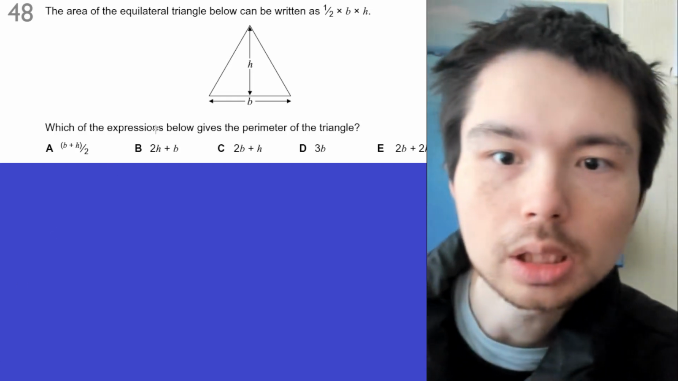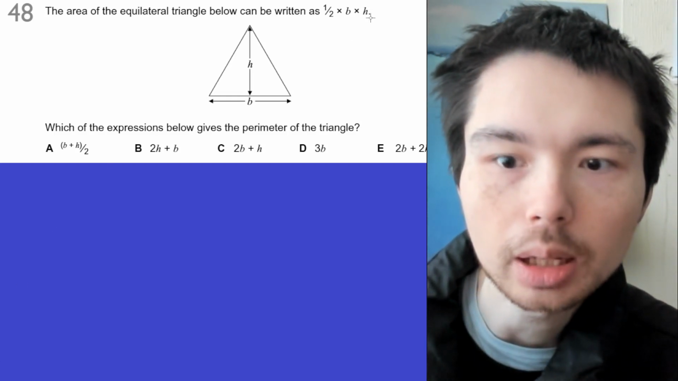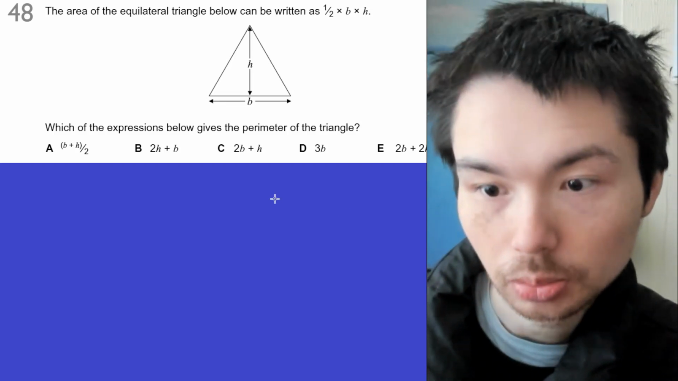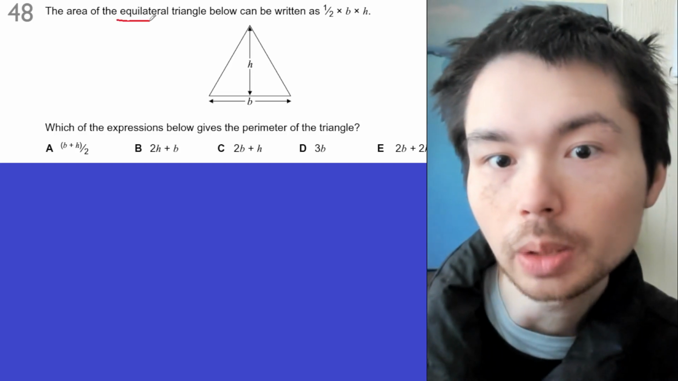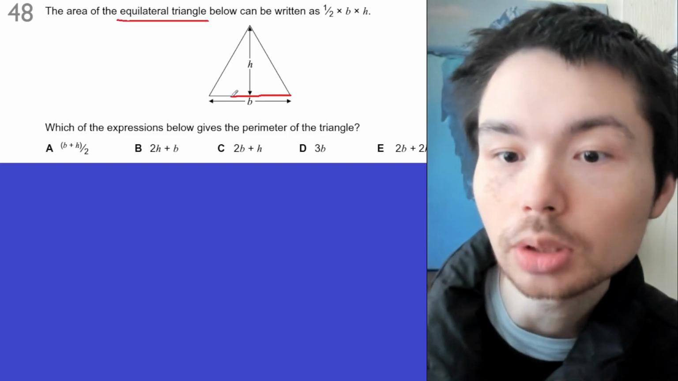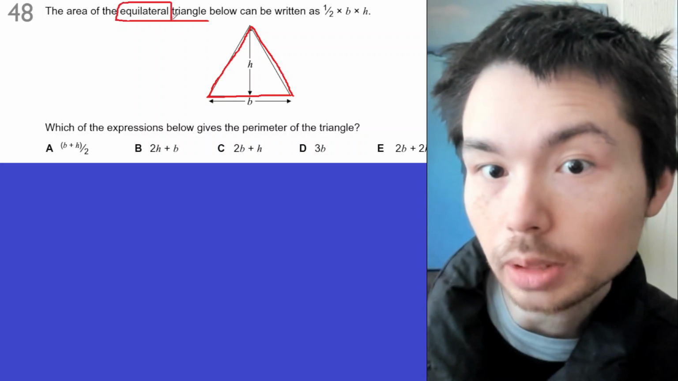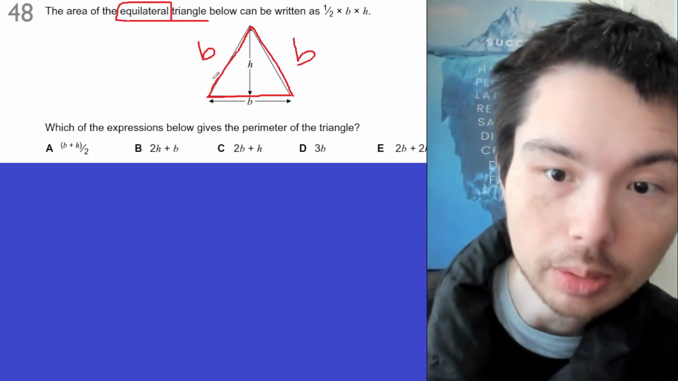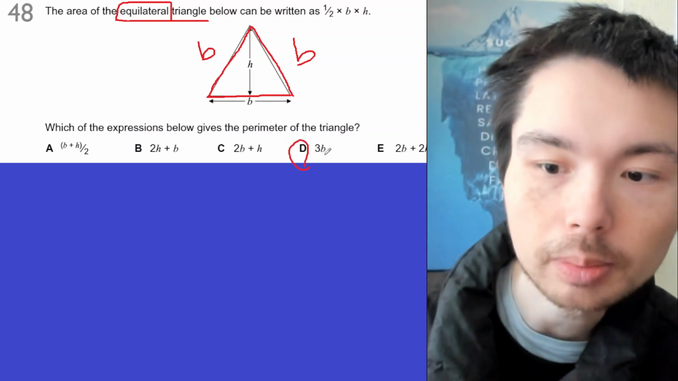The area of the equilateral triangle below can be written half times base times height. Which of the expressions gives the perimeter of the triangle? Okay, equilateral triangle. This means when we go all the way round the outside, it will be the same. Because it is equilateral, that means B on the bottom. So B here and B here as well. If you add them all up, B plus B plus B equals 3B.